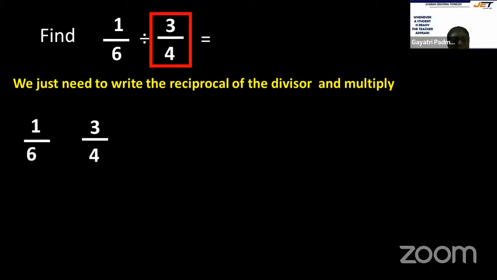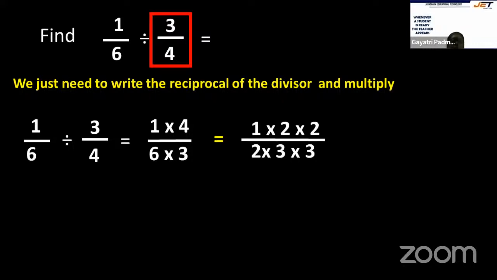Now let us study division of fractions. Division of fractions is very simple. We just need to write the reciprocal of the divisor and then multiply. We just need to write the reciprocal alone. So one sum, I think it's worth saying, 1 by 6 divided by 3 by 4. How do you write this? Okay. So 1 by 6 into 4 by 3.